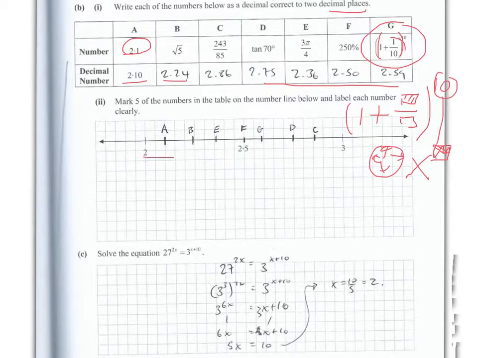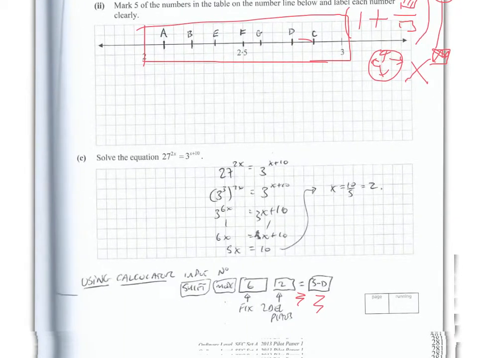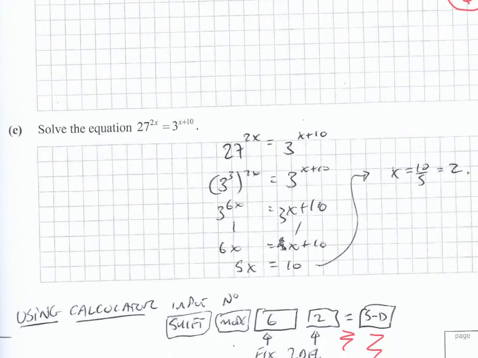Then they were asked to just plot the values on this number line here. They gave you 2 to 3 and 2.5, and you had to mark in the different bits and pieces. And the last part of the problem then, they asked you to solve the equation 27 to the power of 2x equals 3 to the power of x plus 10.